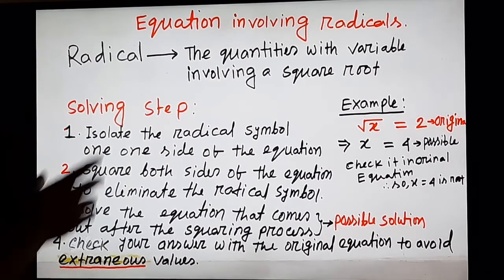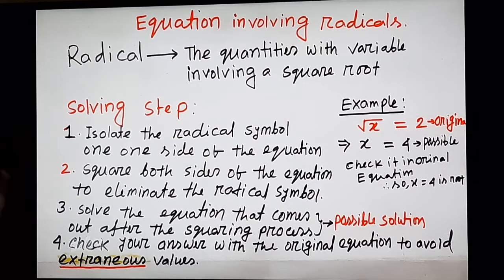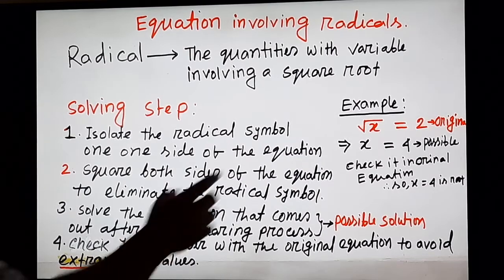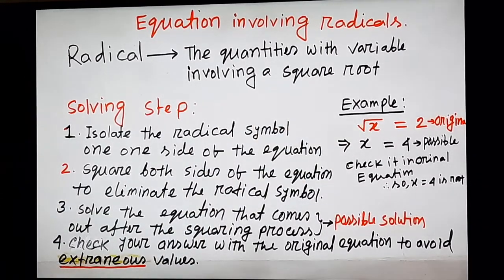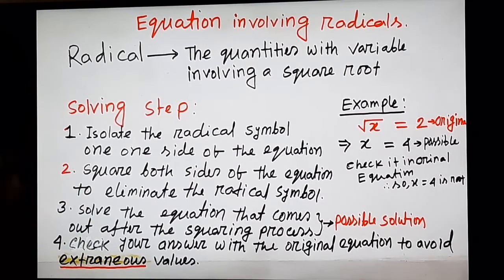It is a quantity with a variable involving a square root. If any quantity with a variable involves a square root, this term is said to be a radical term. For example, root over x is a radical term. And if any equation involves radical terms, how can we solve it?